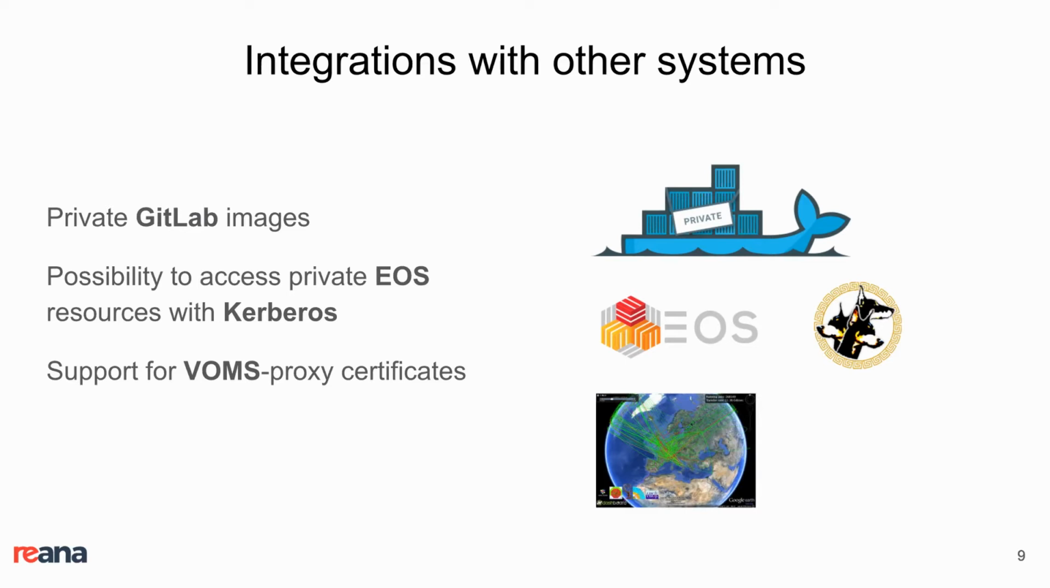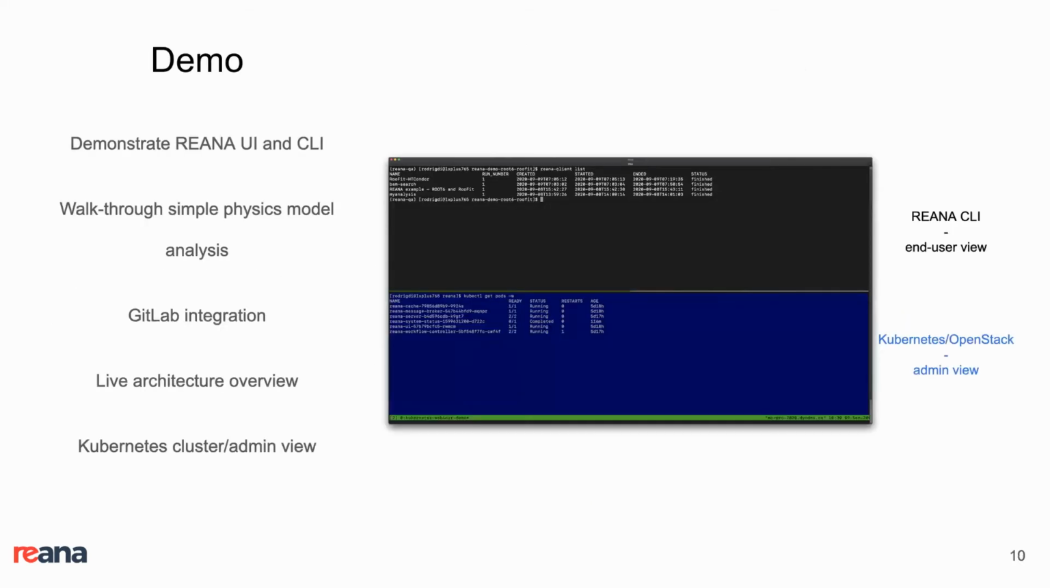So as I mentioned, it's key to have integrations with other systems, and also integrations with the access restriction, because it's important for the collaborations to keep their analysis behind private access until they publish them. So we have the possibility to use private GitLab images, to stage in and stage out content data from EOS using Kerberos, and to access the grid using VOMS proxy certificates.